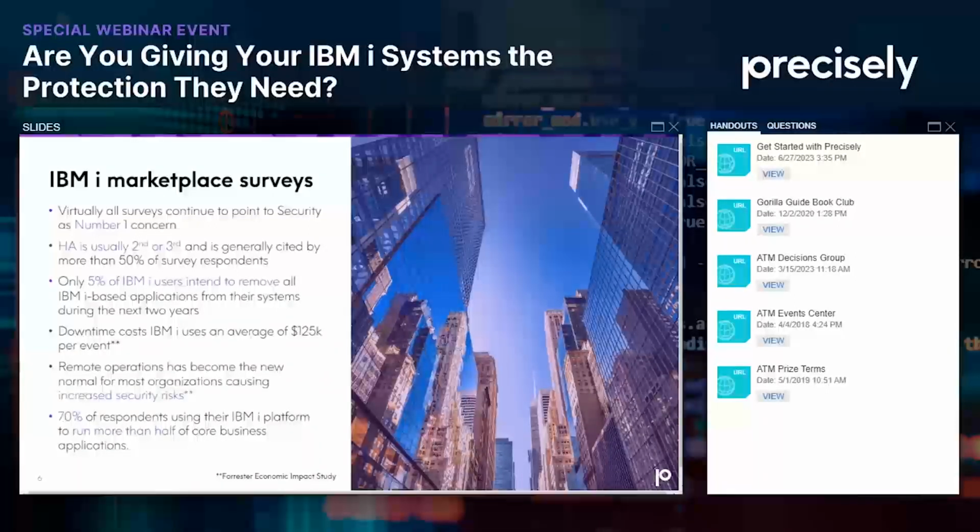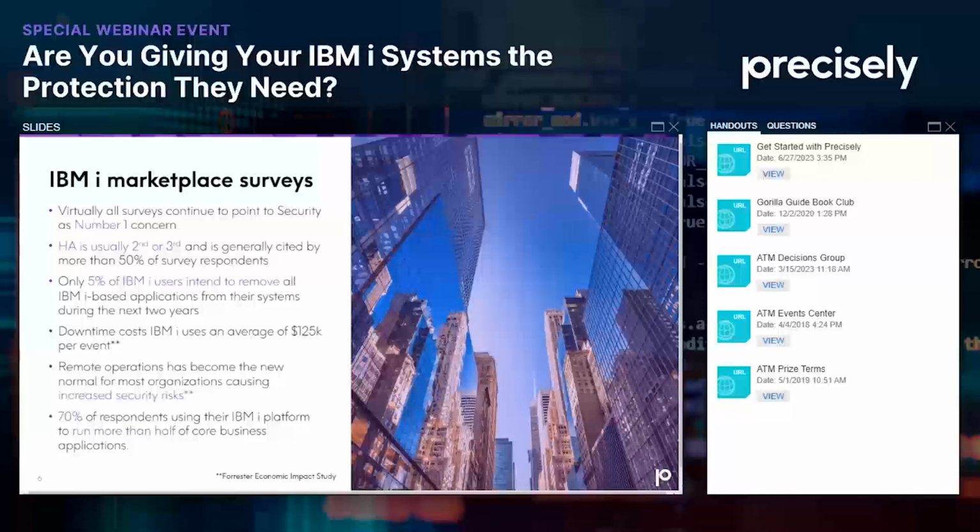I mentioned earlier that the remote access issue and remote operations have become a real concern for people, primarily in the security angle of those people accessing the system from somewhere outside of the corporate environment. And then the other one I think is really important, when you look at what kind of applications are running on the IBM i, when you look at these surveys, 70% of the respondents in these companies that do use the IBM i are saying it runs more than half of their core business applications.